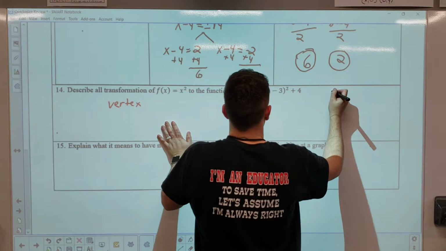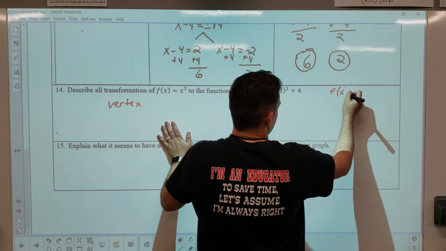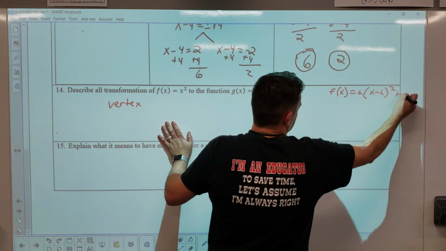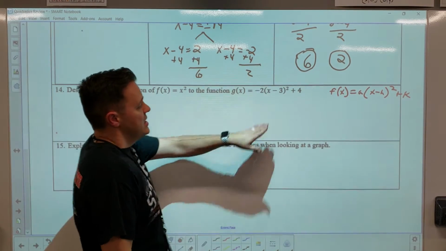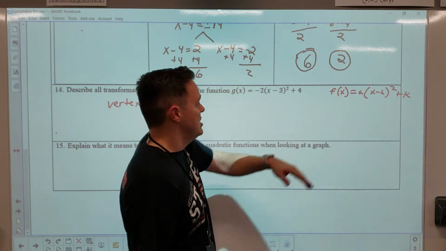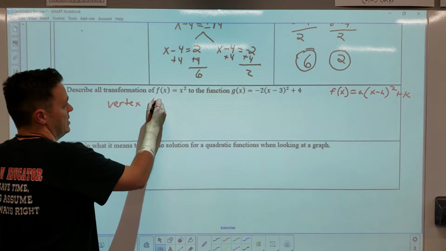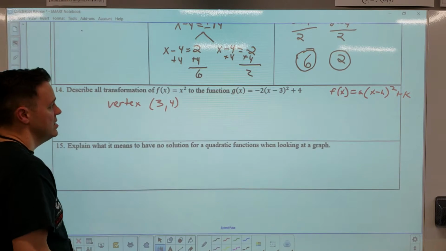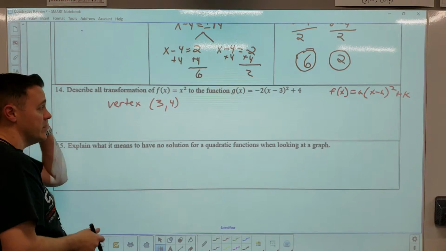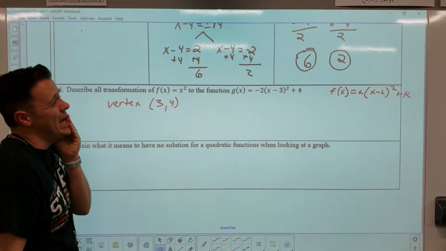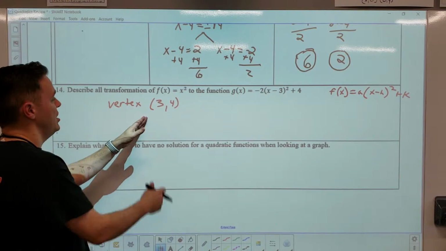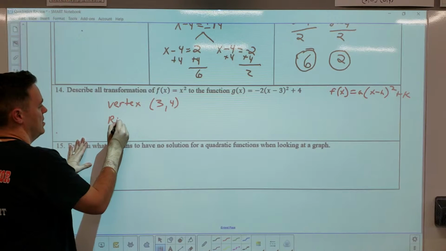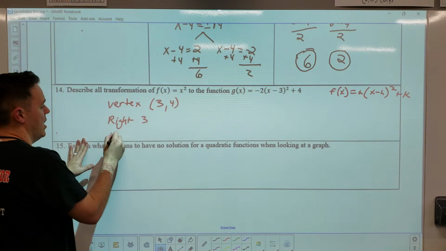So my vertex form of the equation, just to let you guys know, is f of x equals a, and then it is x minus h squared plus k. So this is set up in the proper context. My h is always my x, so it's going to be 3. And then my k is my y, so it's 4. That's my vertex. And then it's going to ask me what other transformation is it? Well, if it's 3, 4, it's going to the right 3, and then it went up 4.